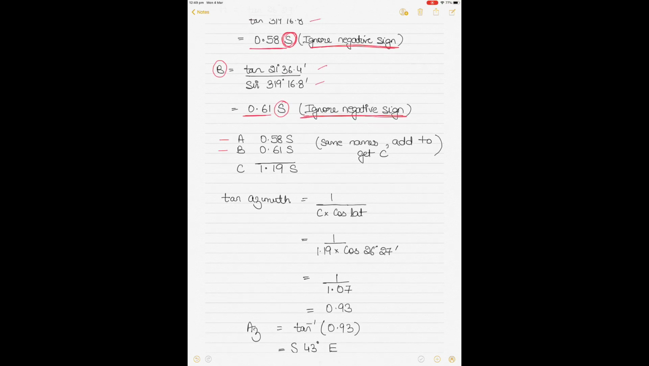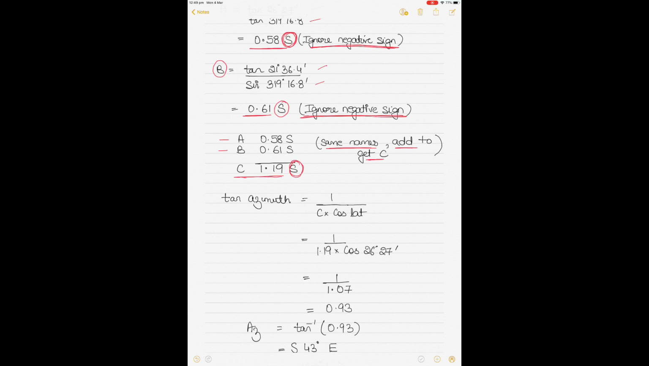Once you get your A and B, you have to find out C. How do you find out C? The rule is if A and B are the same names, such as south and south or north and north, you will add them to get C. In this case, they are the same names. If they were opposite names, you would subtract one from the other and retain the name of the larger. In this case, they are both the same names. They are both in the southern hemisphere, both are south. You will add the two and you get the answer C, 1.19. Both are south. C will be south as well.